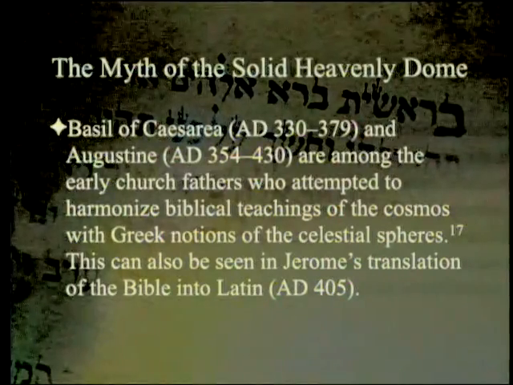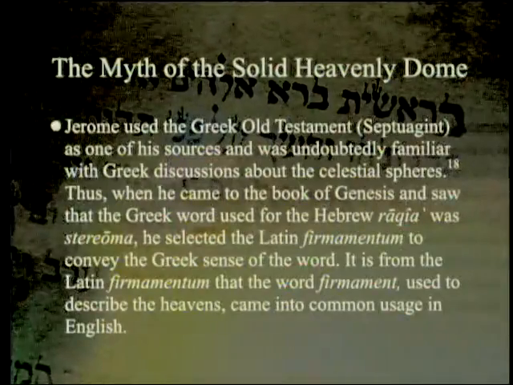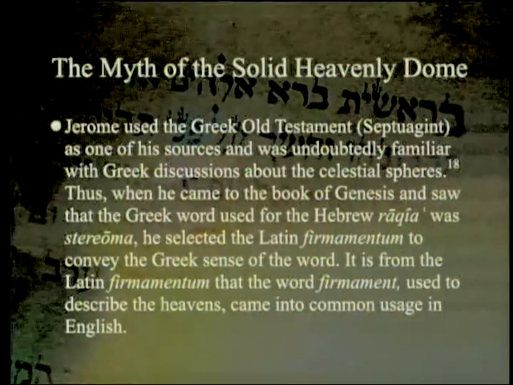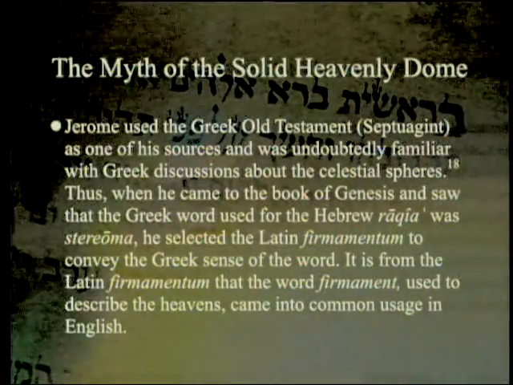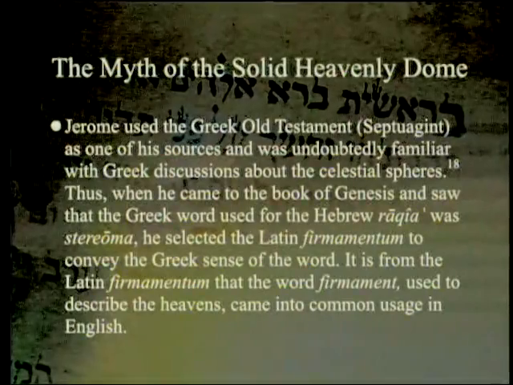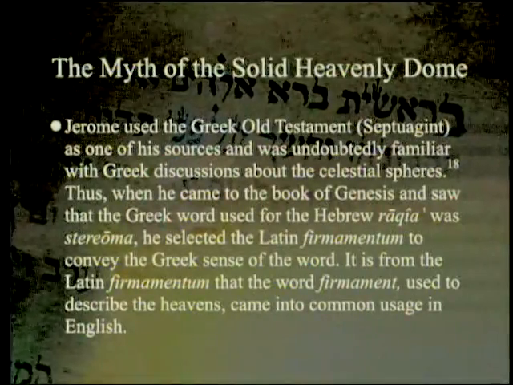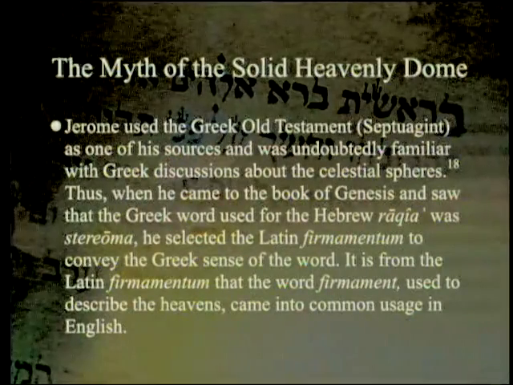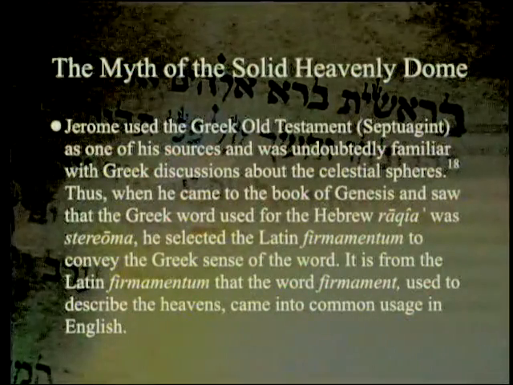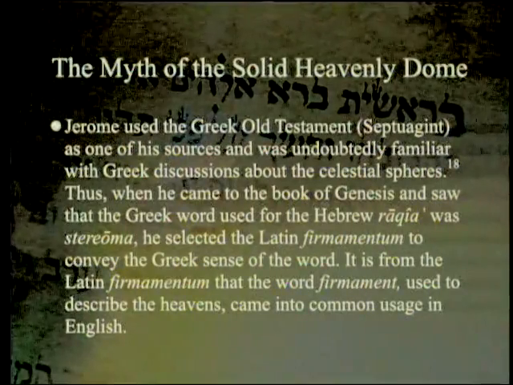This can be seen in Jerome's translation of the Bible into Latin. Jerome used the Greek Old Testament, the Septuagint, as one of his sources and was undoubtedly familiar with Greek discussions about the celestial spheres. Thus, when he came to the book of Genesis and saw the Greek word used for the Hebrew rāqîaḥ was stereoma, he selected the Latin firmamentum to convey the Greek sense of the word.